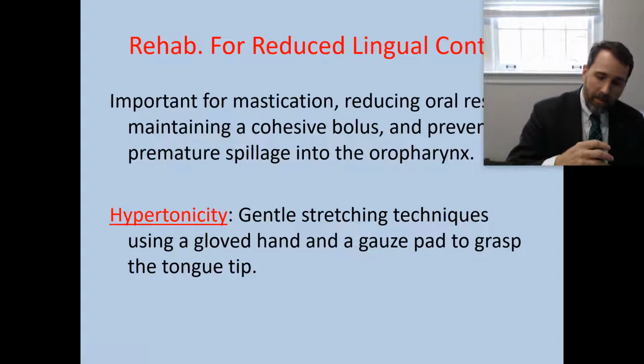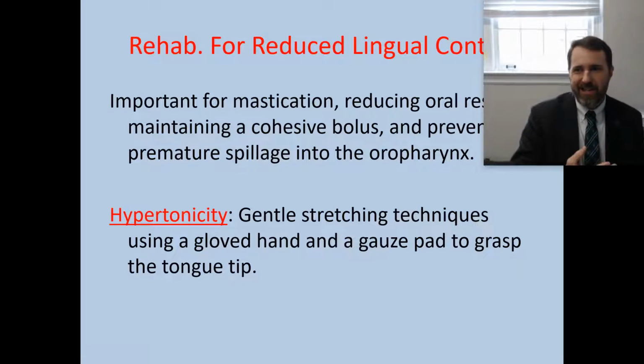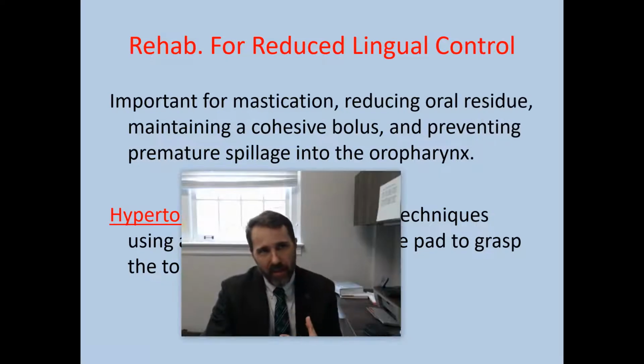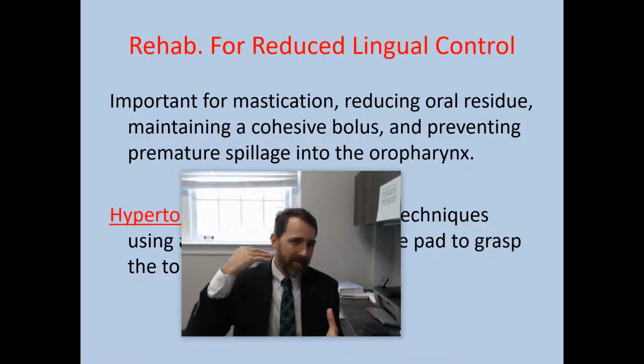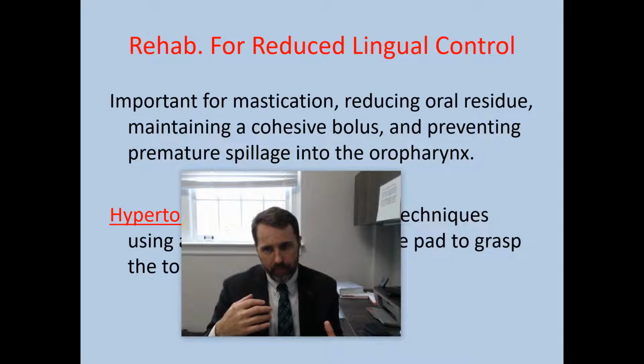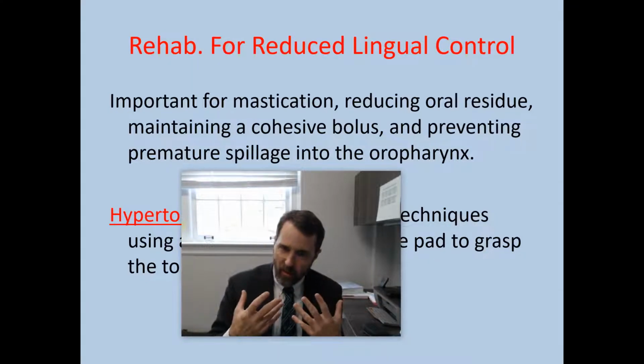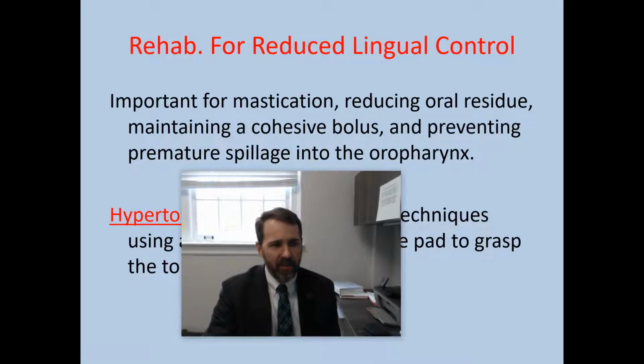So obviously, the ability to move the tongue is extremely important for mastication. You need to be able to use your tongue to form an appropriate bolus. You need to be able to use your tongue to prevent premature spillage back into the pharynx. You need to be able to use your tongue to clear out any oral stasis that may be hanging around.